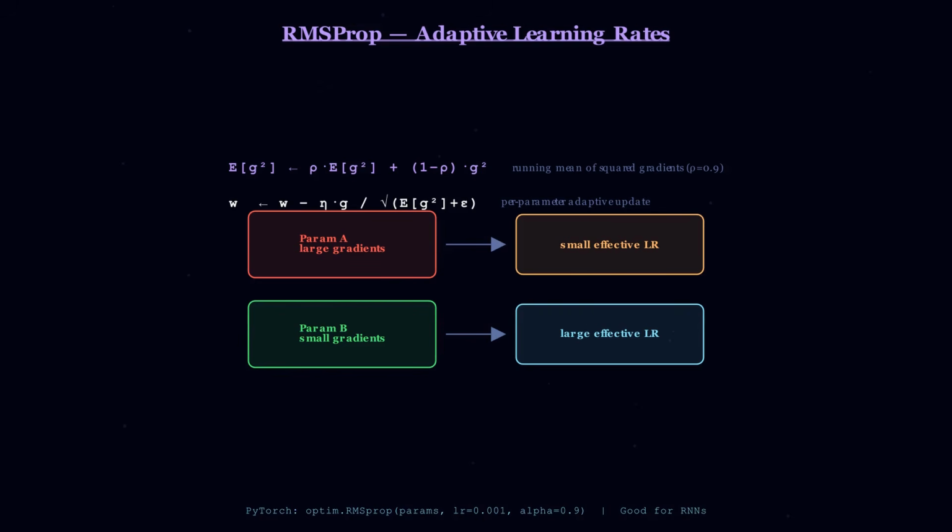Rho is the decay rate, typically 0.9. Epsilon is a small number like 1 times 10 to the power of -8, added for numerical stability. RMSProp was proposed by Geoffrey Hinton in a Coursera lecture. It was never formally published, but became widely used. RMSProp works well for recurrent networks where gradients vary wildly across time steps. In PyTorch, optim.RMSprop. But Adam combines RMSProp's adaptive learning rates with momentum, so in practice, Adam is almost always preferred.